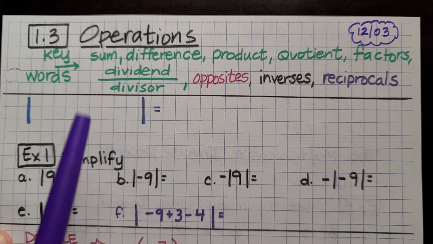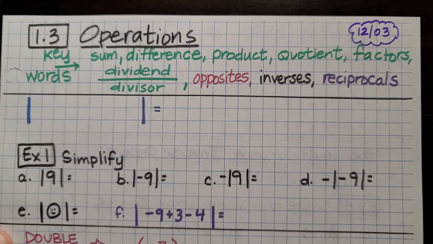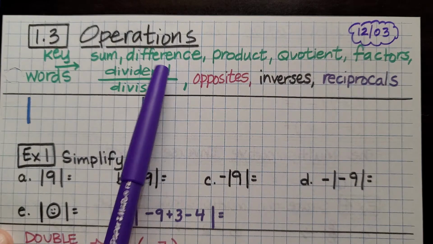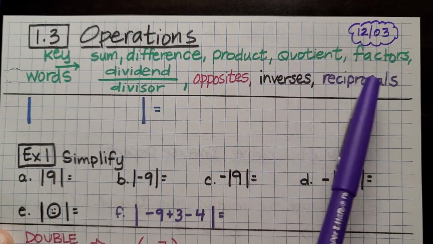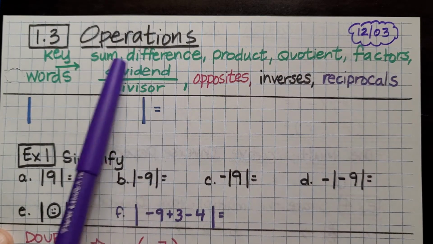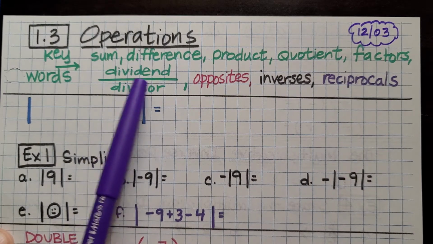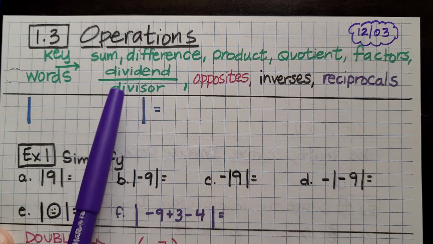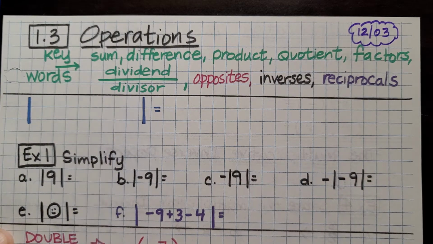The keywords are sum. You need to have a working definition and be able to explain what these words mean, even if it's in your own words, preferably in your own words. What is a sum? A difference, a product, quotient. What are factors? I make this a little bit easier for y'all. The dividend is what you're dividing into, while the divisor is what you're dividing by.